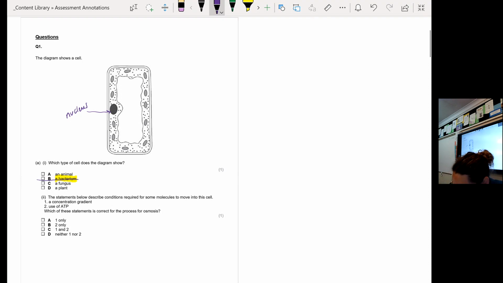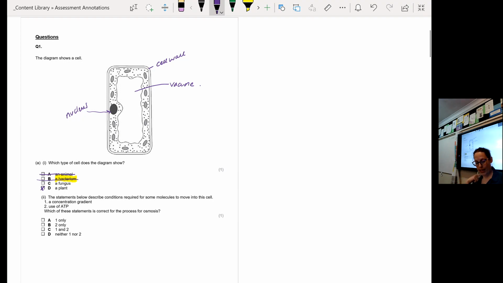Now I can make an educated guess that it's not going to be an animal cell because it also has a cell wall, so I can eliminate that one. So it's either a fungus or a plant. Now I also know that I've got a big old vacuole in the middle, and I know that plant cells have vacuoles. So the answer here is going to be a plant.